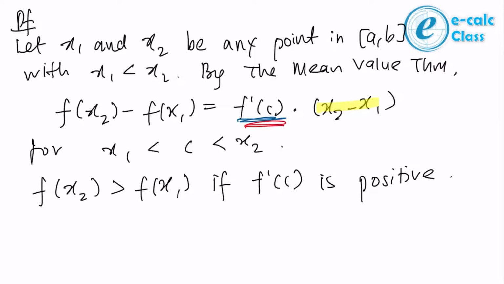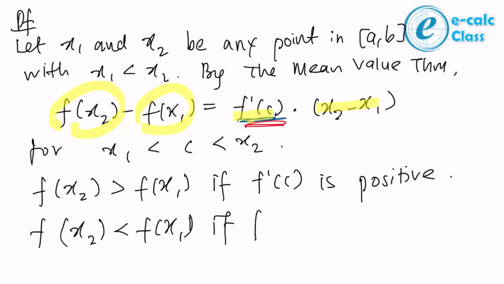Try to make sense of it. A greater number minus a smaller number will give you a positive number. So conversely, f of x2 is smaller than f of x1 only if f prime c is negative. A smaller number minus a greater number gives you a negative number.